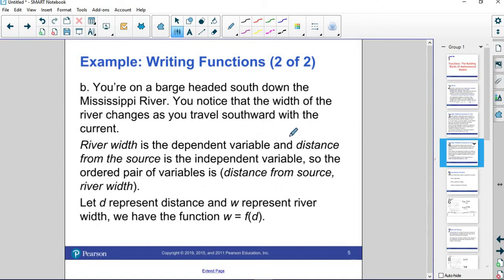You're going down a barge on the Mississippi River, and the width of the river changes as you go southward. So the further you go south, the river width changes. If D is the distance that we've traveled south, and W is the river width, say that 5 times fast, the river width depends on how far south you've gone. So W is a function of the distance D. W is the dependent variable, and D is the independent variable. As we move south, the river width changes.